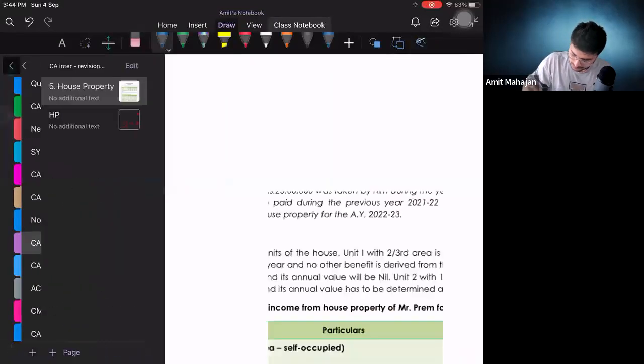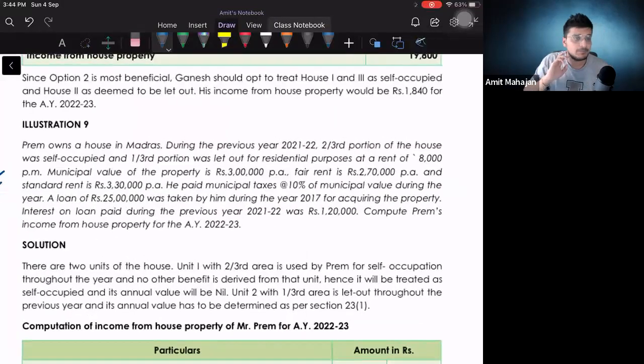Okay, देखते. Prem owns a house, whatever, 2/3 portion of the house was self-occupied and 1/3 portion was let out for residential purpose at a rent of 8,000 per month.